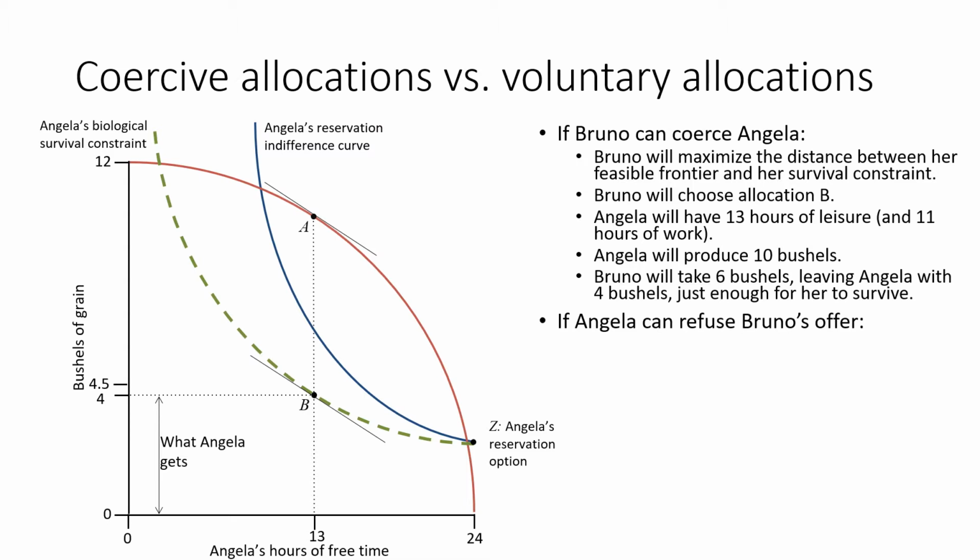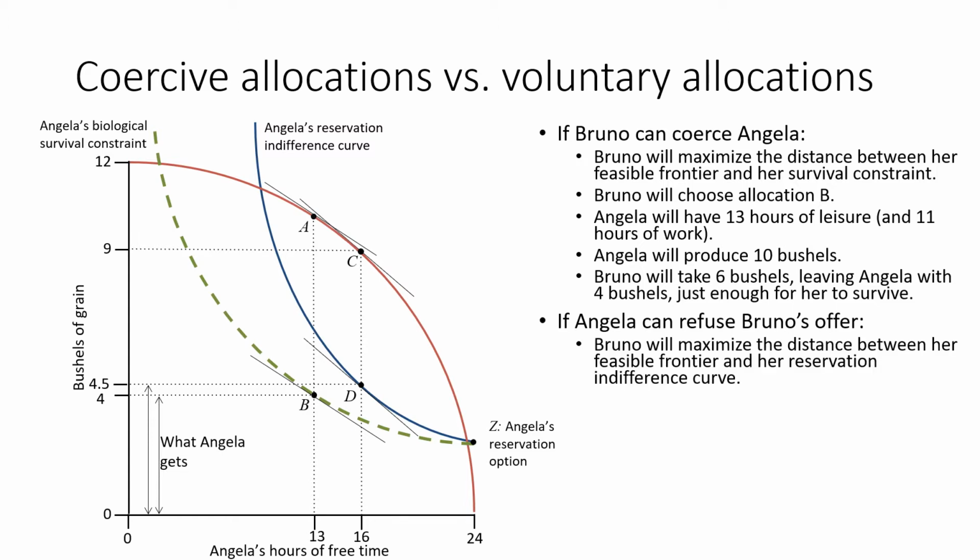Now, when Angela can refuse Bruno's offer, things change because all of a sudden, she's not going to accept an allocation like B because it's below her reservation indifference curve. So if Angela can refuse Bruno's offer, Bruno has to offer her something that's at least as good as her reservation option, which here we're assuming she could get 2.5 bushels, not working at all, perhaps living in the poorhouse. Then Bruno's going to maximize the vertical distance between the feasible frontier and the reservation indifference curve. He's going to offer her allocation D, which Angela would just barely accept, right?